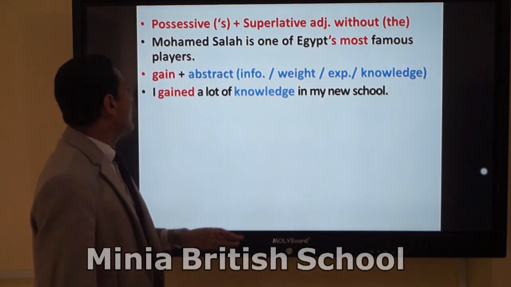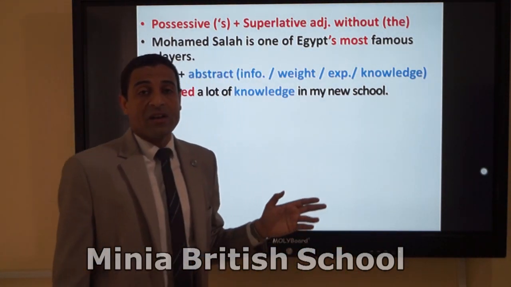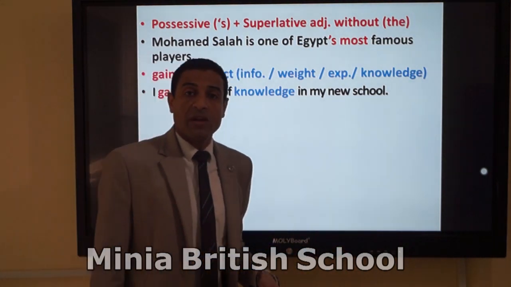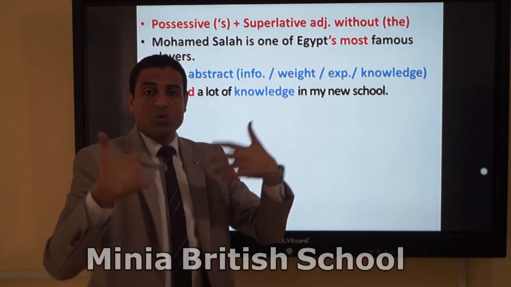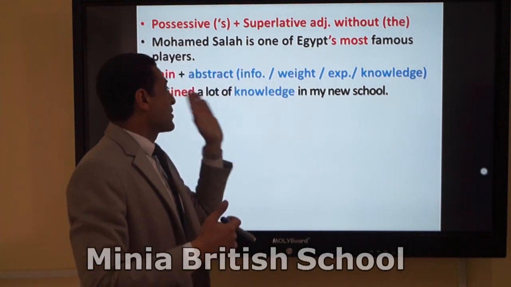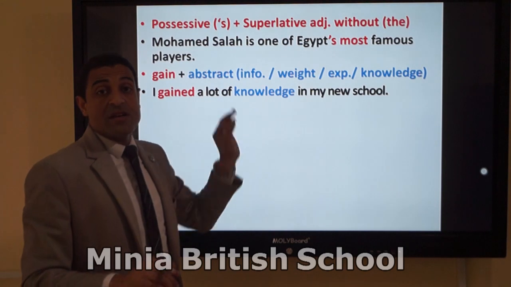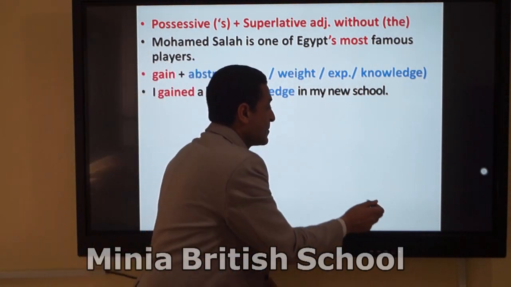Just like this one: I gained a lot of knowledge in my new school. It means that I got some new knowledge in my new school. I increased the knowledge. Gain is the correct verb to use with abstract nouns.